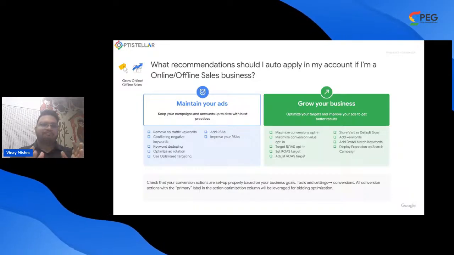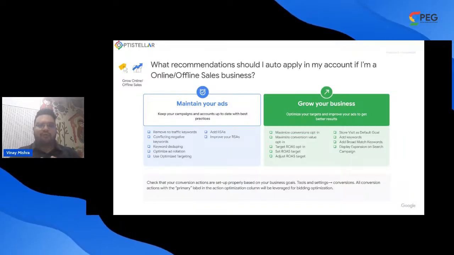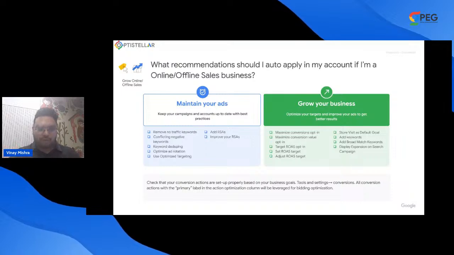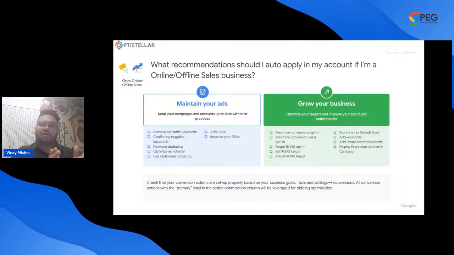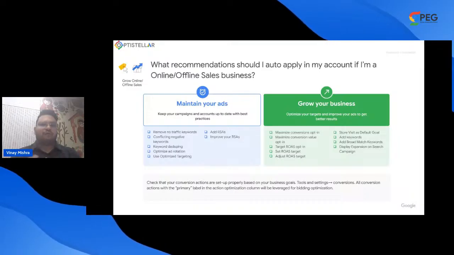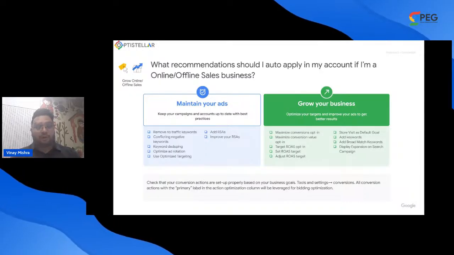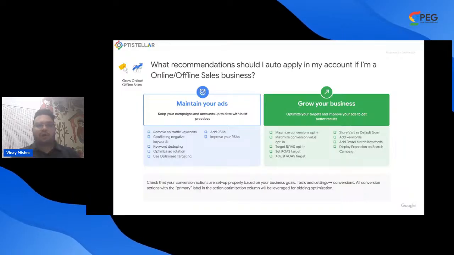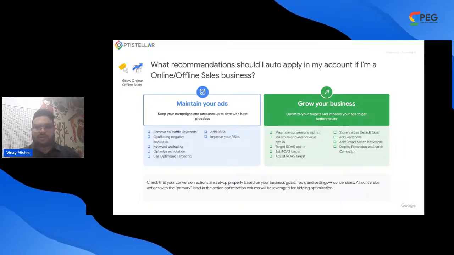And at the same time, as we know, with respect to online, when we are focused on auto apply recommendations, shift from maintaining your ads. Once that is taken care of, then you can drive towards growth, where you are focused on maximizing your conversions. You can opt in for that, and you can opt in for maximize conversion value. And accordingly, as I've mentioned, the best combination is using broad match and the smart bidding strategies here.